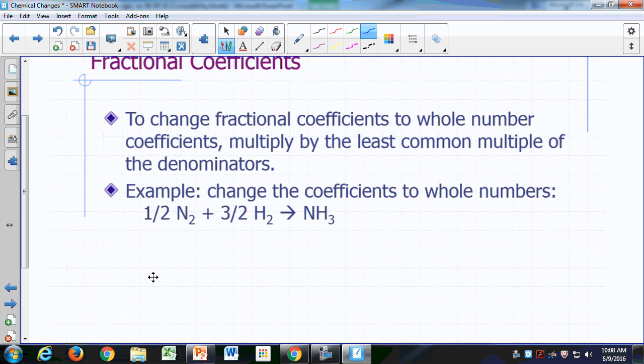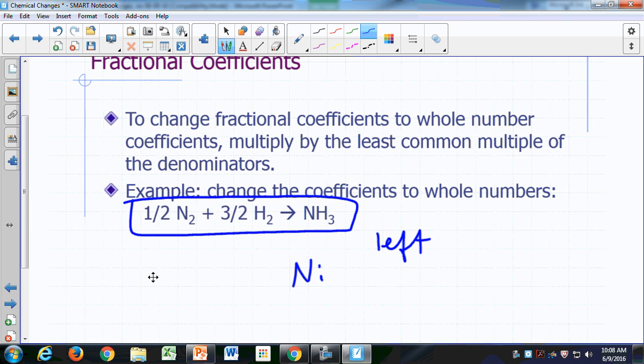So if you want to change your fractional coefficients to a whole number, all you have to do is simply multiply them by the least common multiple of the denominators, okay? If you really want small whole numbers. So for example, let's look at this balanced equation right here. You can verify that this is balanced. Nitrogen on the left, you have 1/2 times 2, that's 1. Nitrogen on the right is just 1 times 1. Okay, your hydrogen on the left is 3/2 times 2, which is 3, and your hydrogen on the right is 1 times 3, which is also 3.